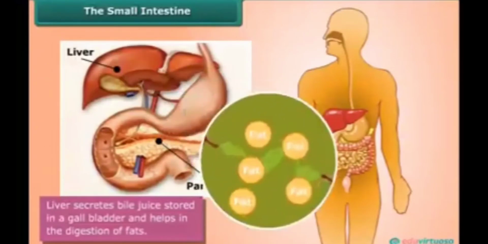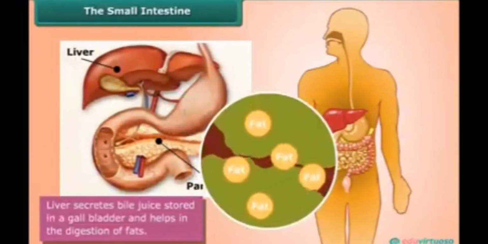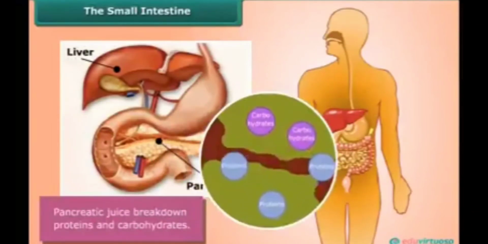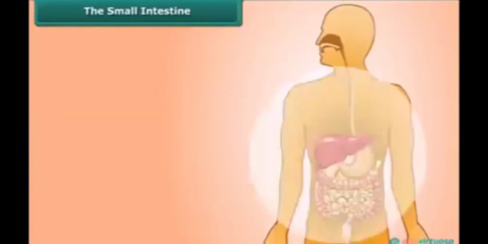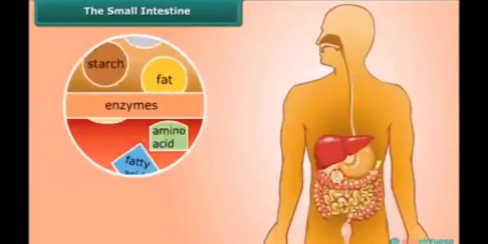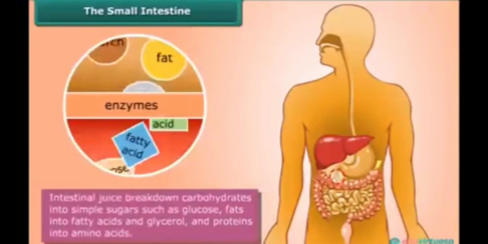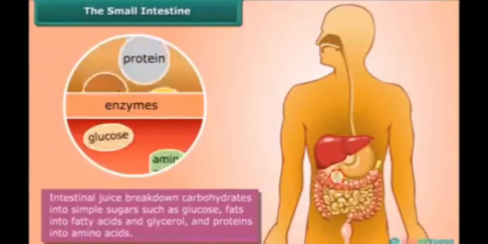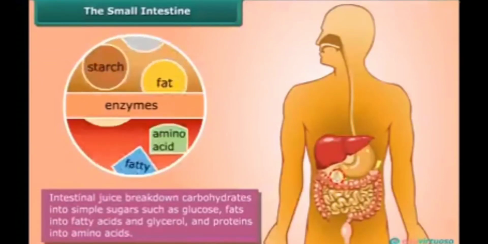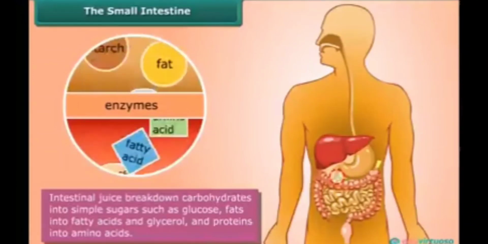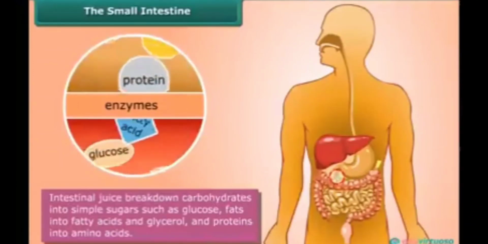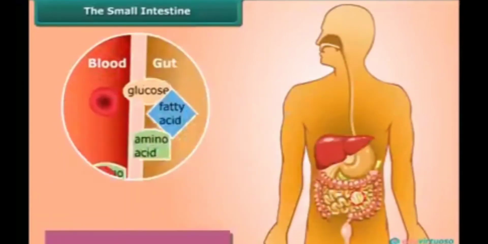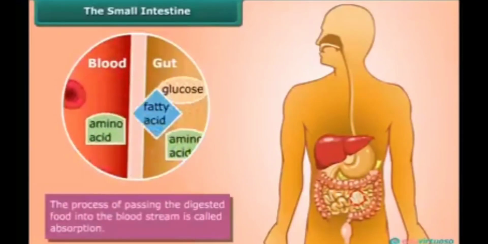Liver secretes bile juice stored in a gallbladder and helps in the digestion of fats, whereas pancreatic juice breaks down proteins and carbohydrates. After that, partly digested food reaches the small intestine, and intestinal juice breaks down carbohydrates into simple sugars such as glucose, fats into fatty acids and glycerol, and proteins into amino acids, and completes the digestion of the food. Now the digested food passes into the bloodstream. We call this process absorption.